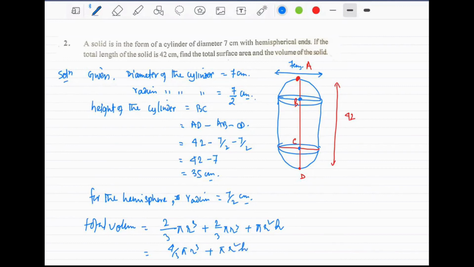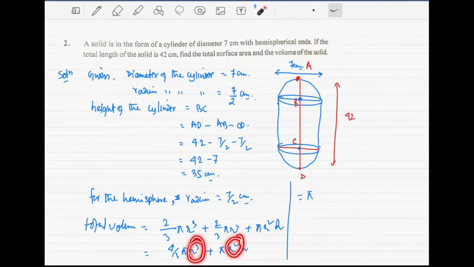Remember, we are not putting the value yet. We will take the common factor and put in the value at last. What can be taken as common factor between these two? Pi can be taken as common factor, right? Pi is taken as common factor. R square and R cube: you have to take the smaller one. The smaller one will be R square. So you take R square as common factor outside.